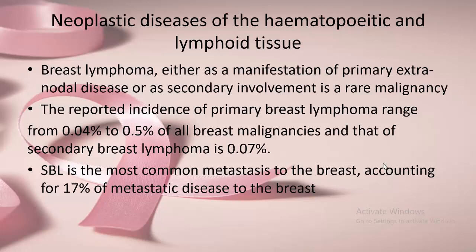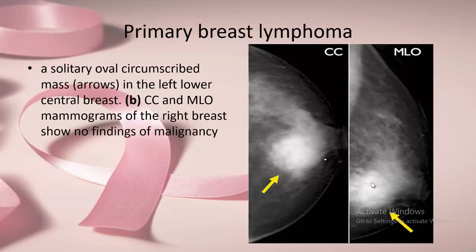Secondary breast lymphoma is the most common metastasis to the breast, accounting for 17% of metastatic diseases of the breast. Primary breast lymphoma usually presents in this shape: a solitary oval circumscribed mass, as seen in this case, in the lower central breast, and this is the craniocaudal and mediolateral oblique view.